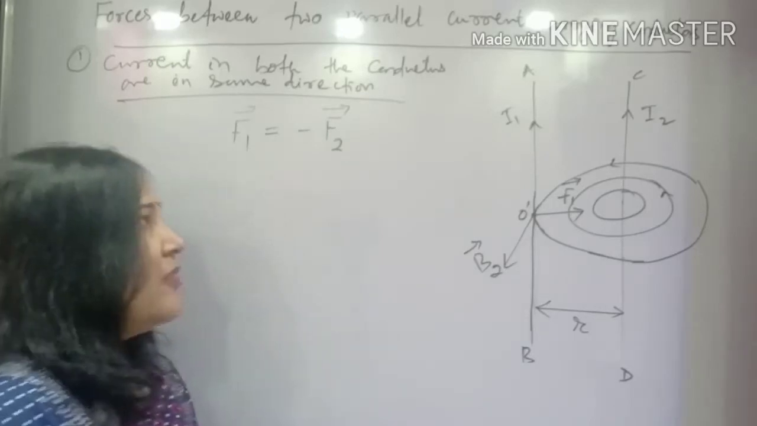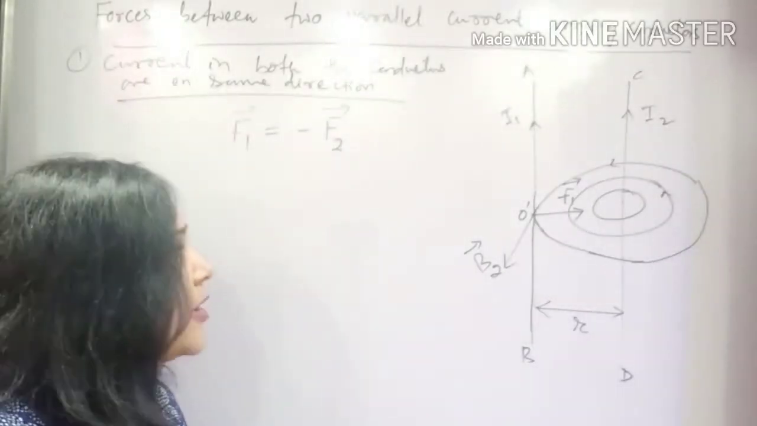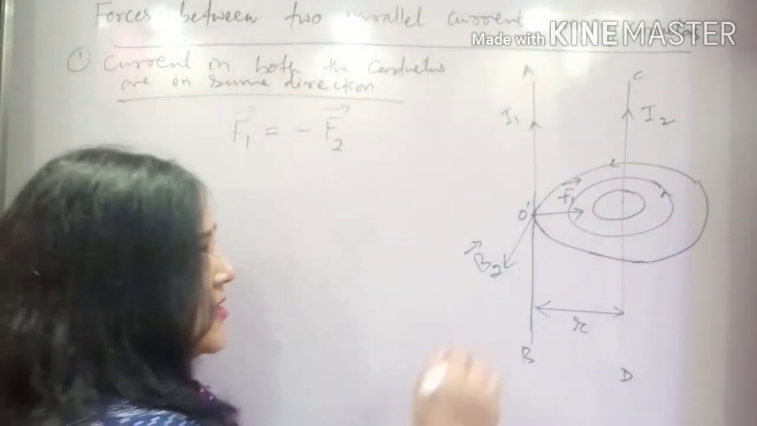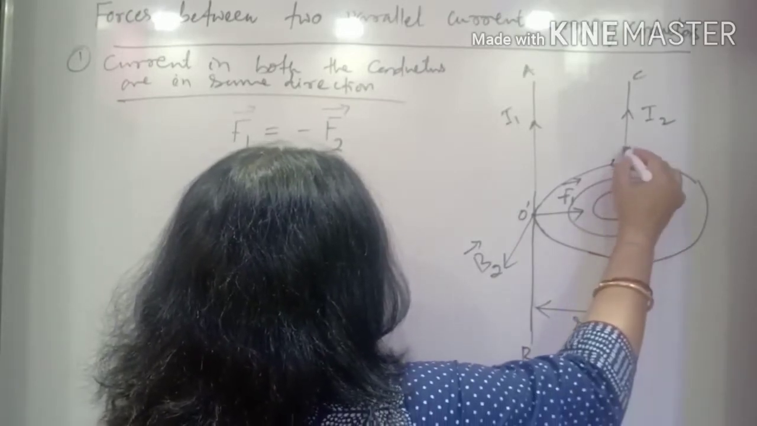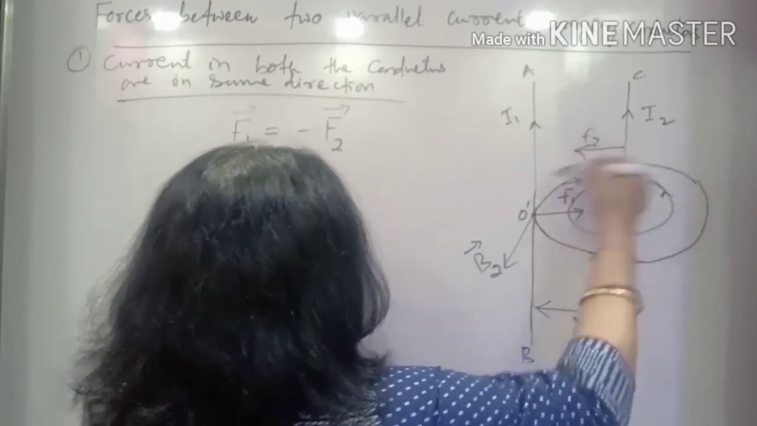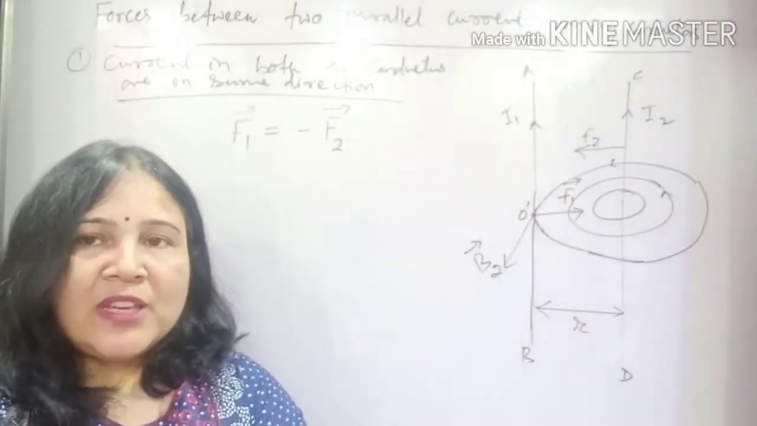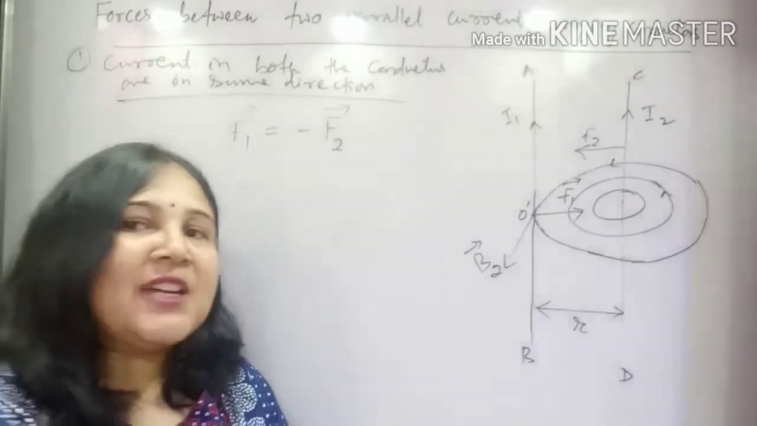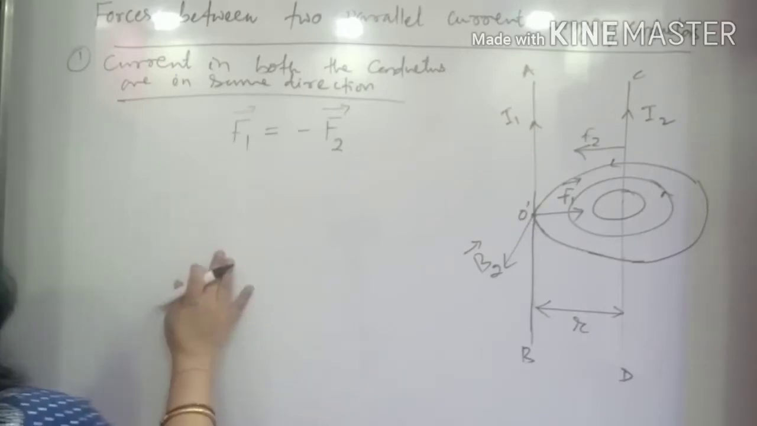So we can write F1 is equal to minus F2. That means both the forces have equal magnitude, but both are acting in the opposite direction. F1's direction is towards CD, and similarly F2's direction is towards AB. So both are acting in the opposite direction, and the force acting between AB and CD is attractive in nature. So what is the conclusion we have drawn here?